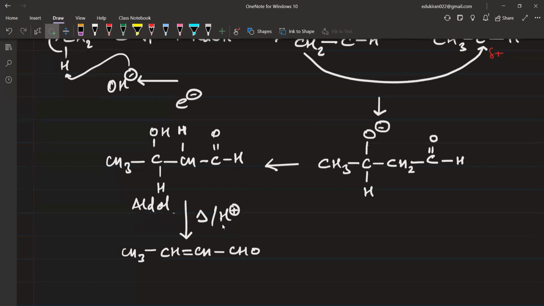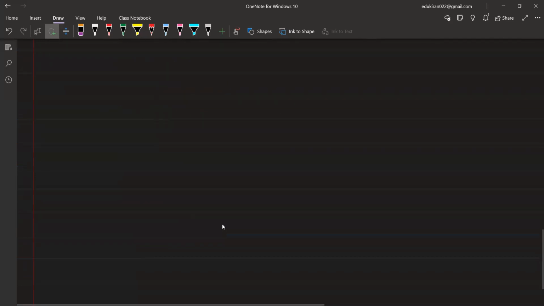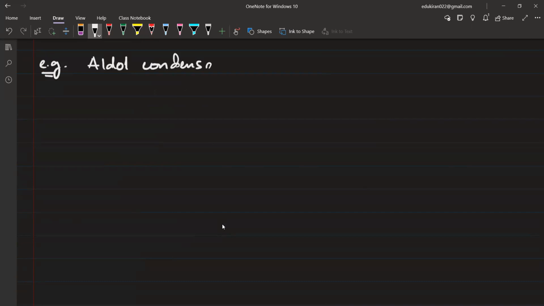Now I will give you a trick to remember how to write this, and you are going to use the same trick. Okay, all of you guys. For example, what you need to do is aldol condensation. Please see. Aldol condensation of aldol. Please see this, guys.